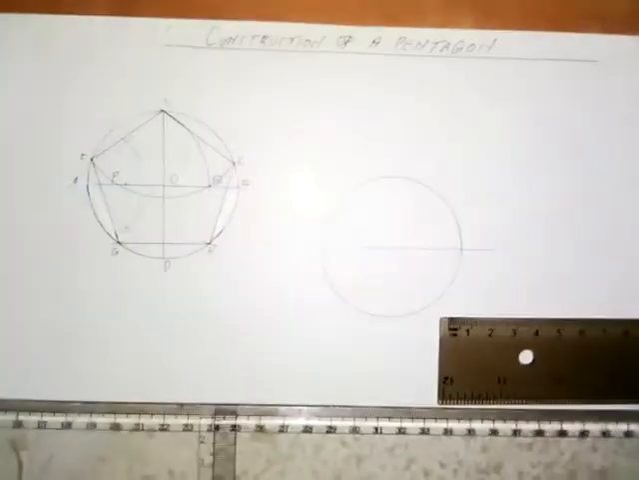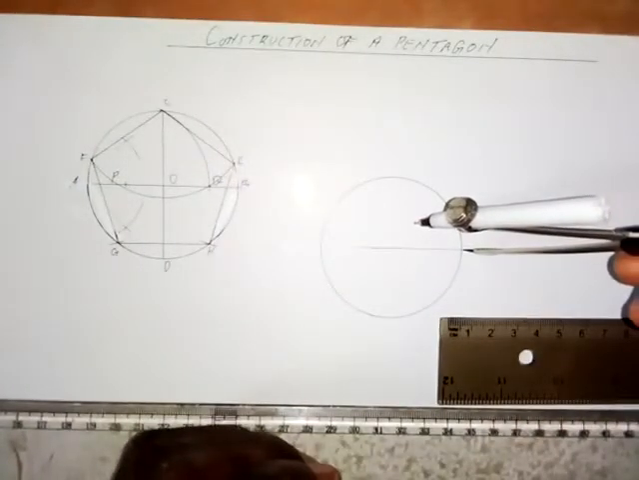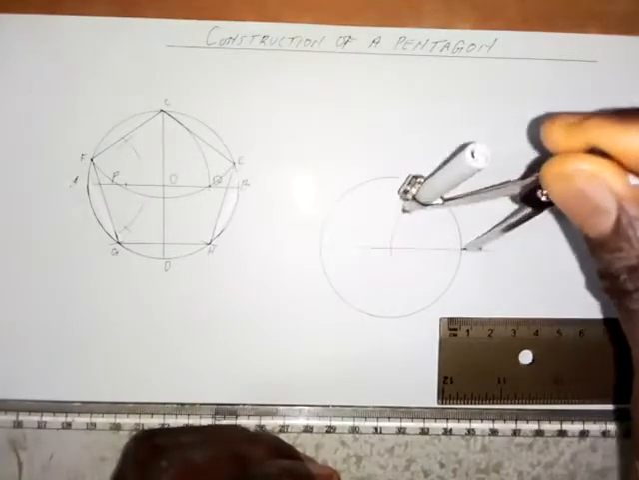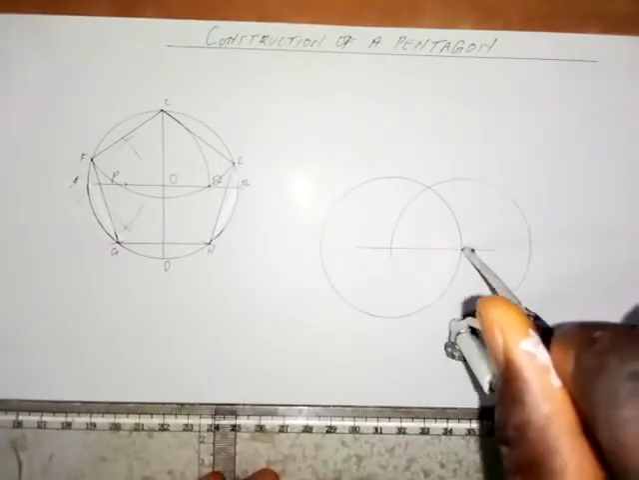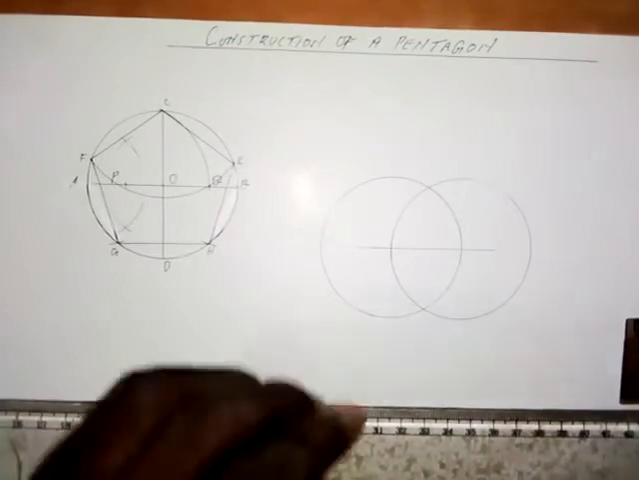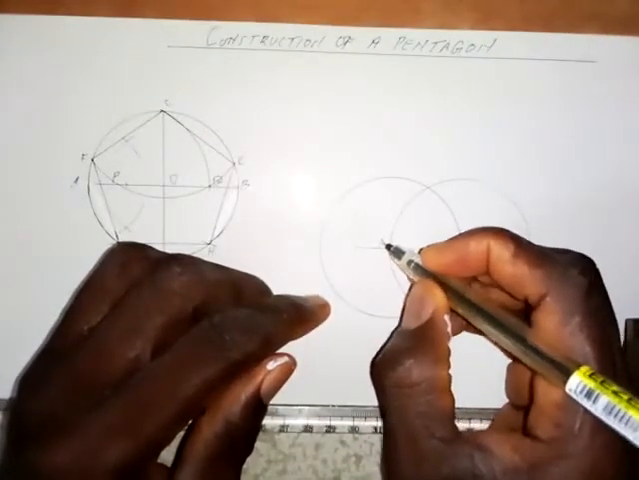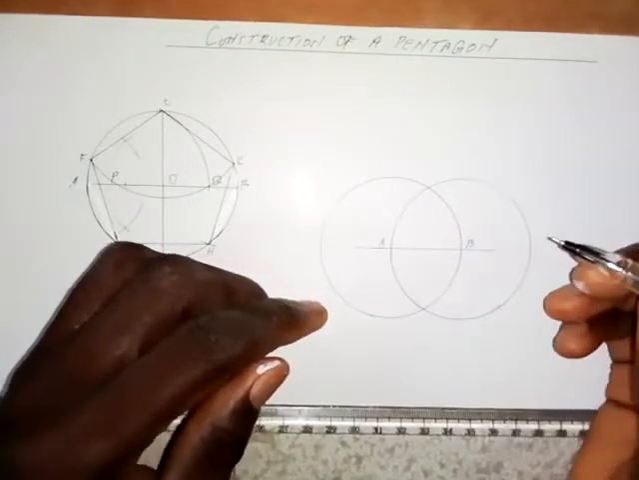Okay, so after drawing this circle, bring your compass to this other point and draw a circle like this. Call this point A, and call this point B.